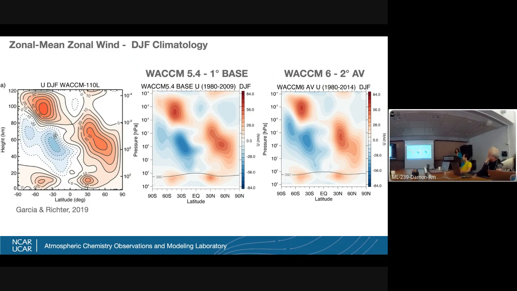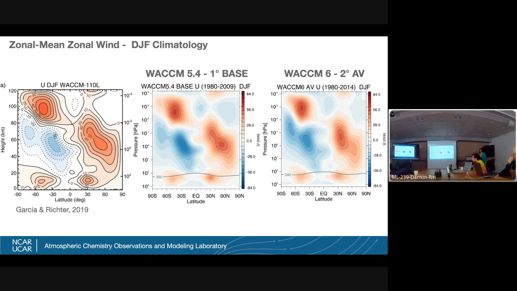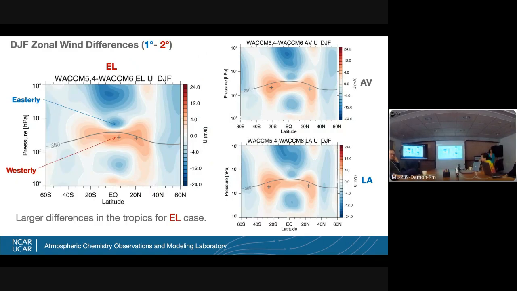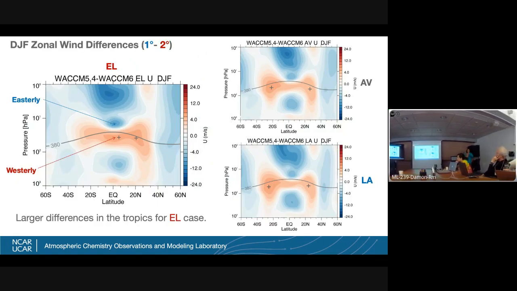So I was just talking to Eva, and she commented that 2 degree maybe does a little bit differently in high latitude and not the tropics. There's some difference, but it looks okay to me. And now, this is my last plot. What if I take differences between 1 degree and 2 degree, all this dynamical field, for El Nino, average, and La Nina case? Is there anything different just for El Nino?